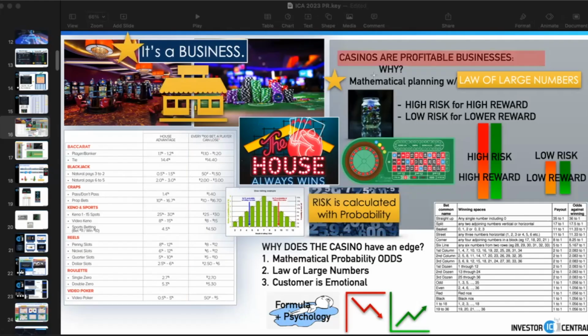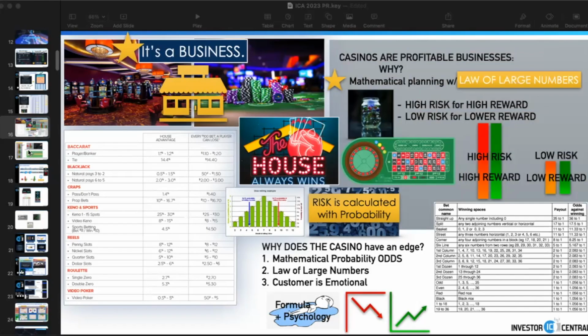Casinos are profitable businesses. Why? Because of the mathematical planning, the law of large numbers, which is linked into that marble jar that we're talking about. They aim for many, many marbles, all right, as many marbles as possible. That's why they try to get you into the door and get you to spend money there by giving you incentives. But in a casino, high risks lead to high rewards. Lower risks lead to lower rewards, all right? And that's pretty straightforward.